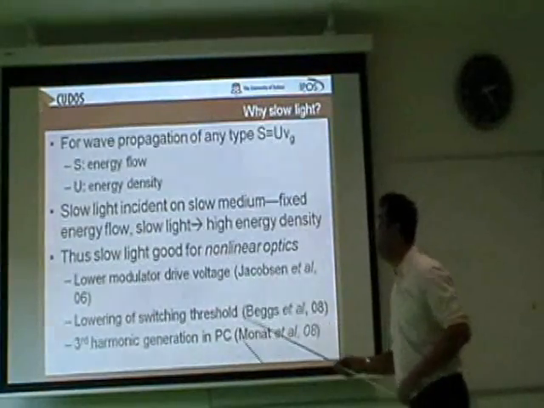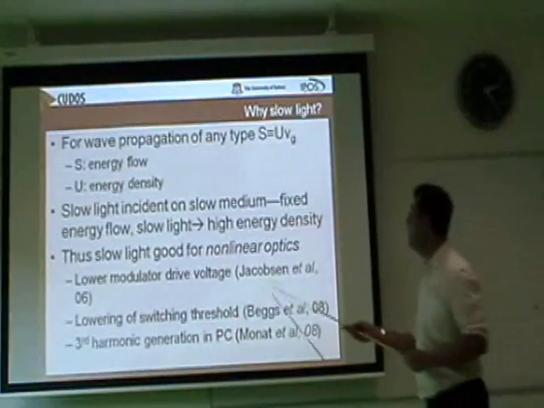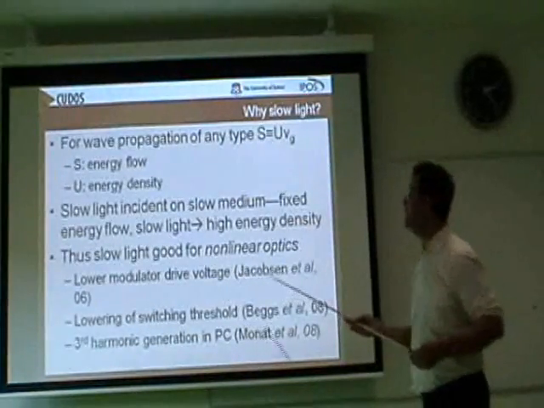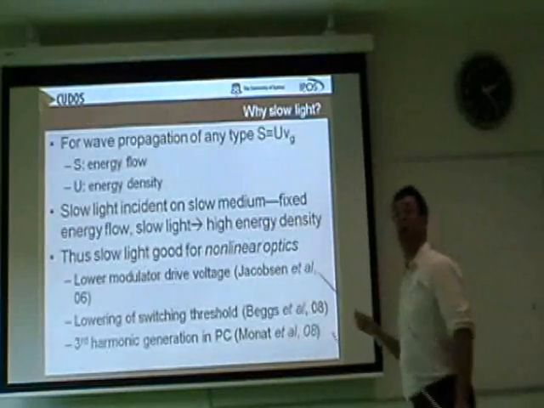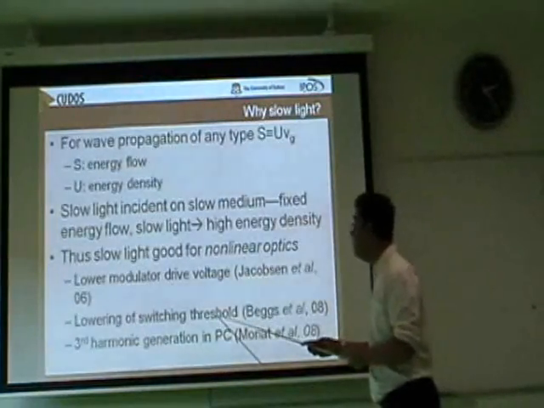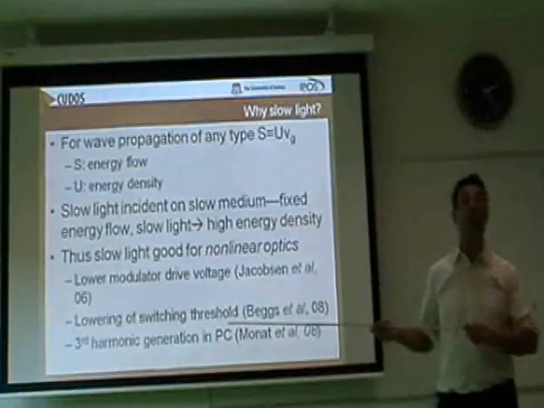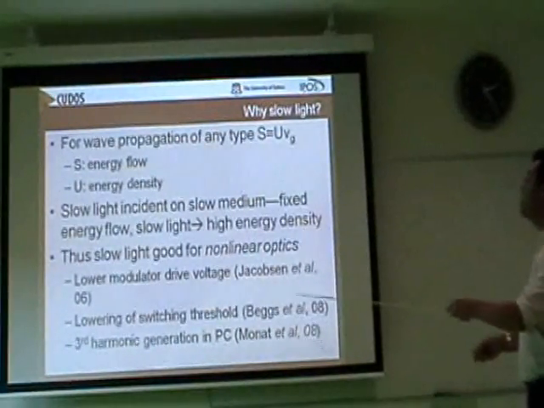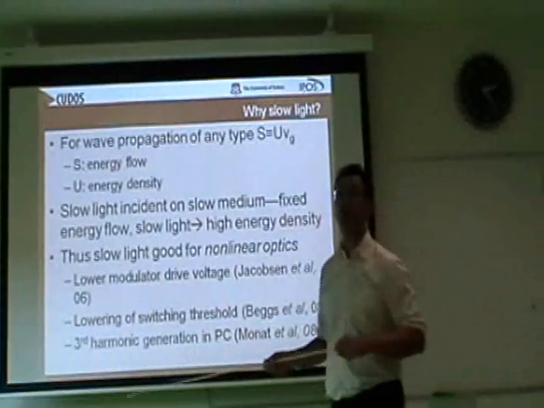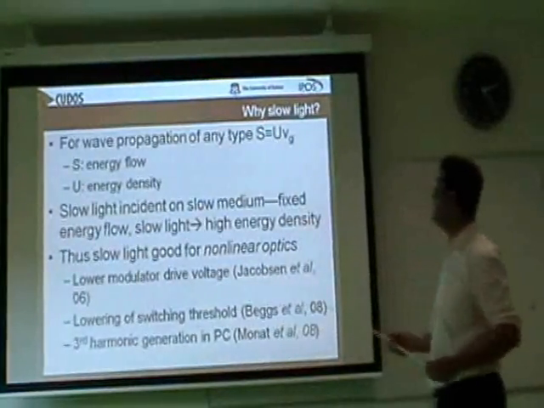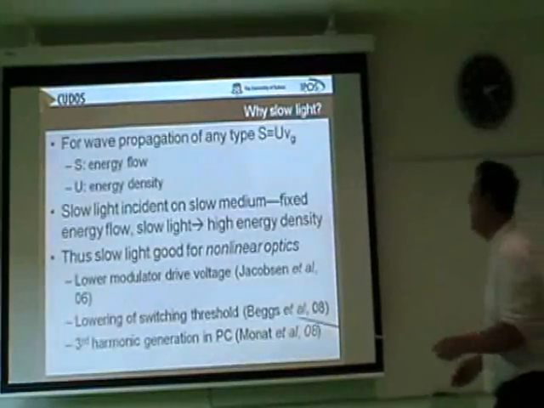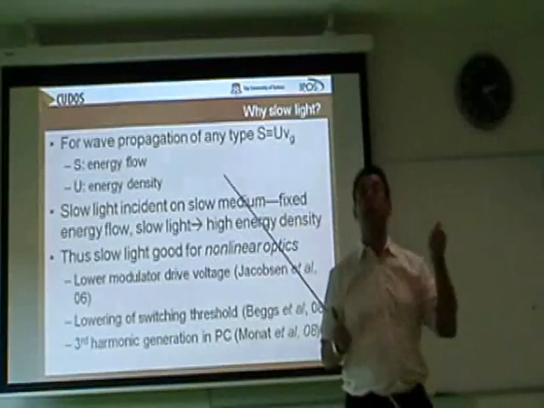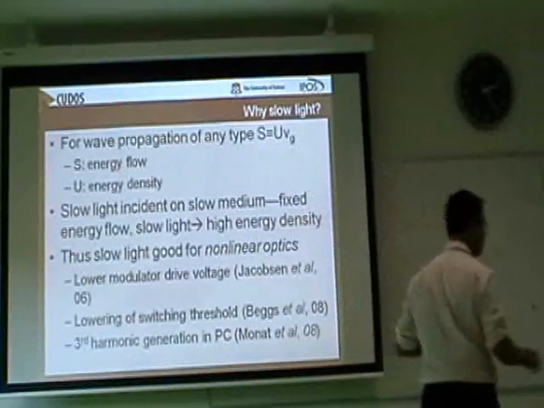These are some of the key early references in this area. This shows that slow light leads to a lowering of the modulation drive voltage. This paper by Beck and all here, yes, I would like to meet you afterwards, showing lowering of the switching threshold, and then some of the work that we did, or my colleagues, I was not involved in this, is showing that with slow light you can get third harmonic generation again because of these enhanced nonlinear effects.